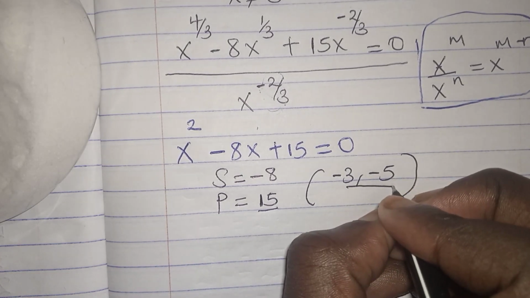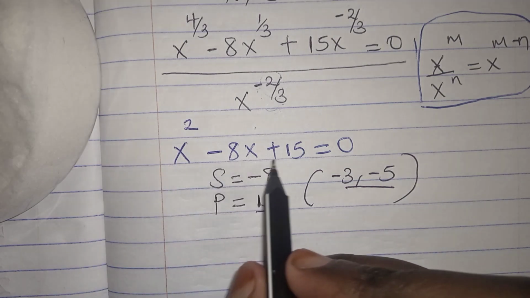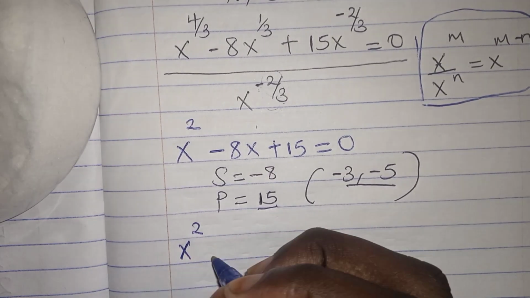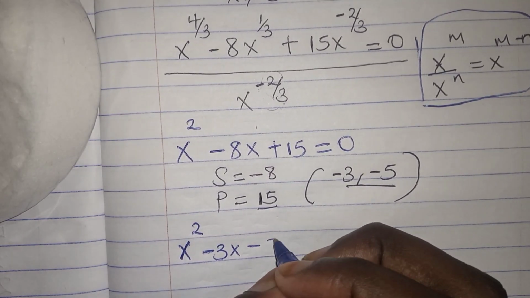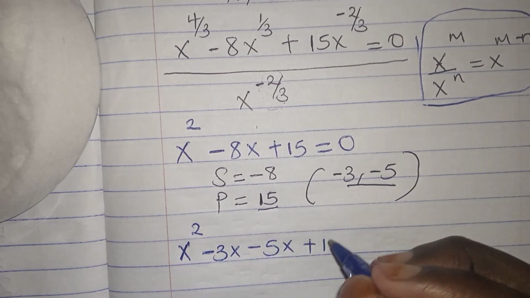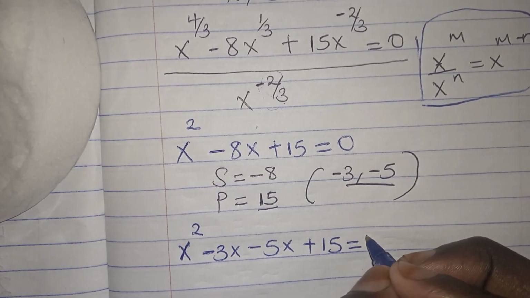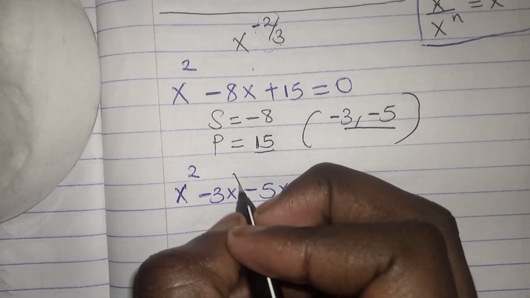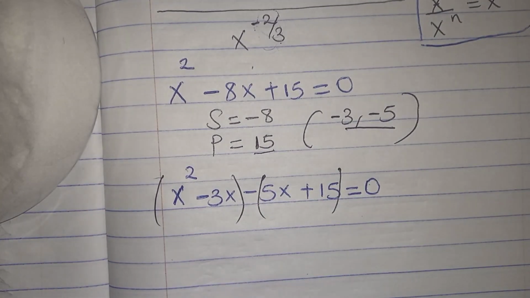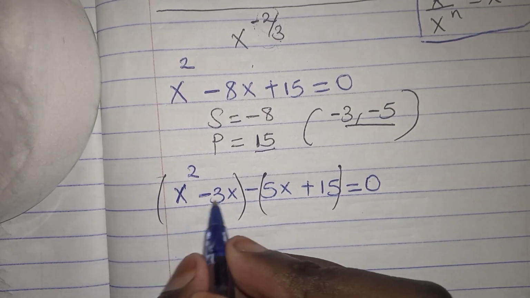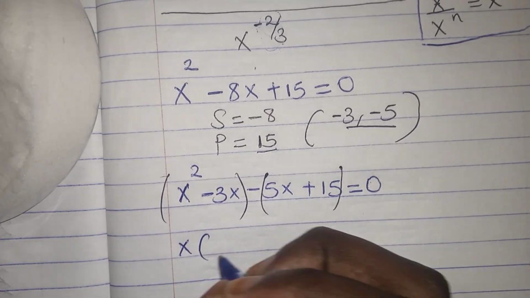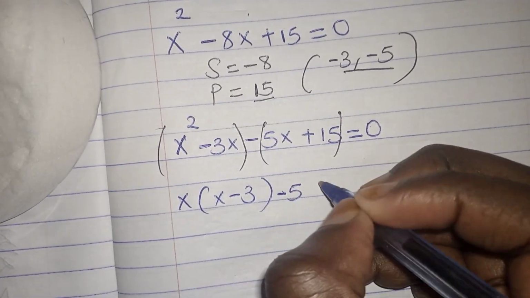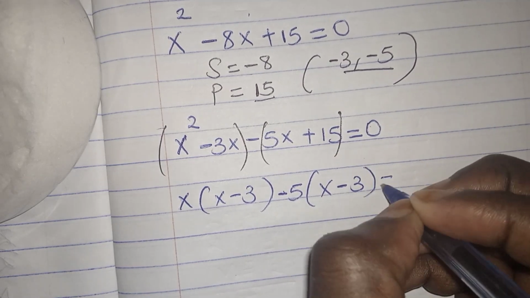So these two numbers, we are going to substitute them in our quadratic equation. So this will be x squared minus 3x minus 5x plus 15. This is equal to 0. Okay, so we will group them into two terms. This term and this term, and then factor out the common factor. For our case here, our common factor is x, into x minus 3, minus our common factor here is 5, into x minus 3, is equal to 0.